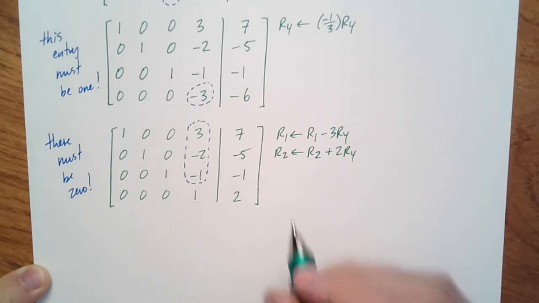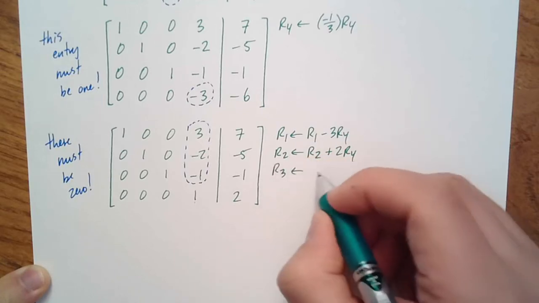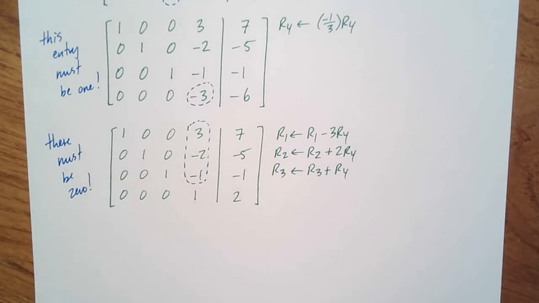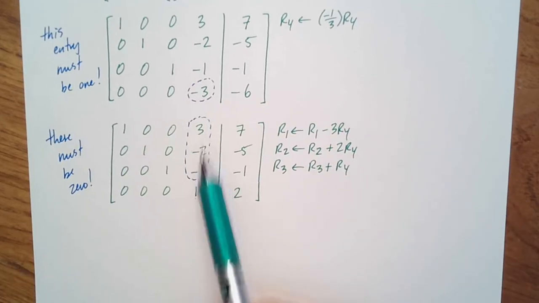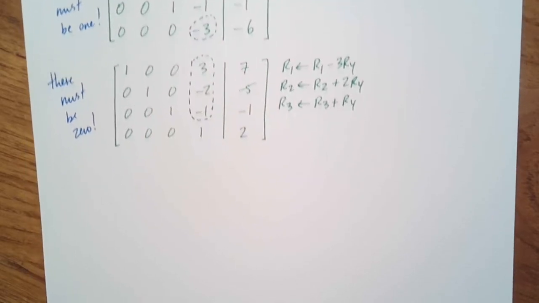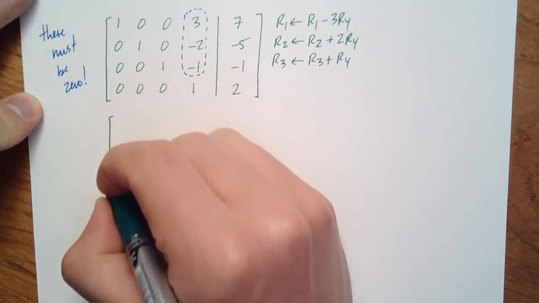And then we'll take row 3 and we'll add row 4 to it once to get rid of that negative 1. So those are the operations we'll do. And you can see that if those are zeros, this will be in reduced row echelon form and we'll be good to go. So we're almost done. So let's carefully work out what will happen.